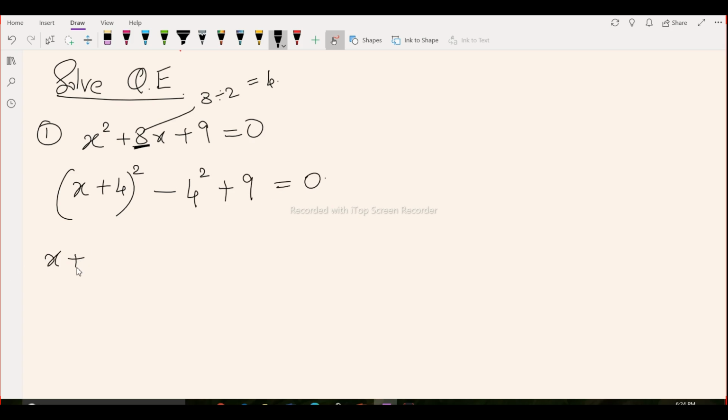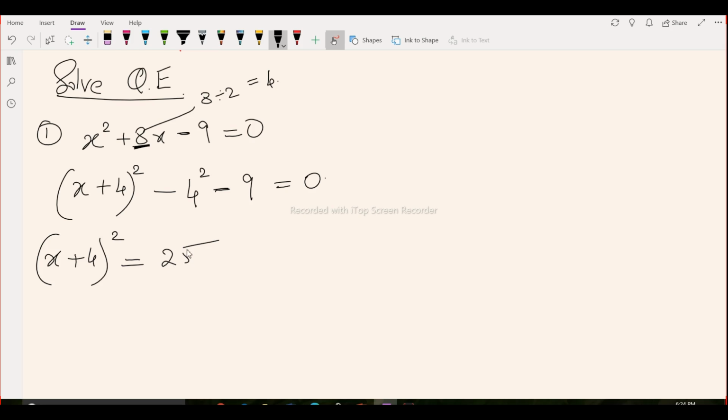So we have x plus 4 the whole square. So you have 16 and 16. So there is just one change in the question. This is minus 9. Okay. So this is minus 9. Okay. So you have 16 and 9. So that is 25.